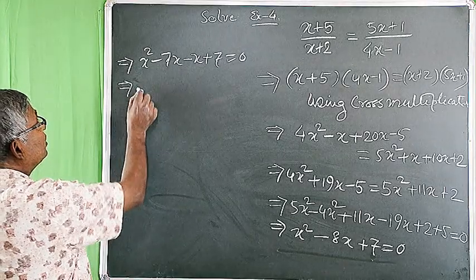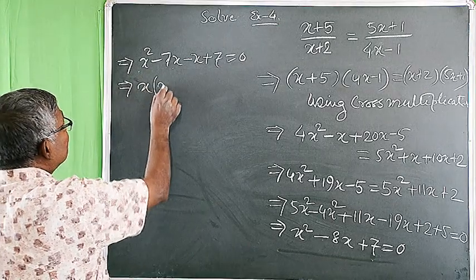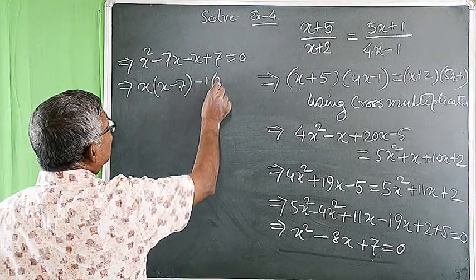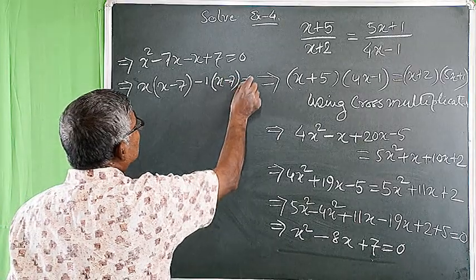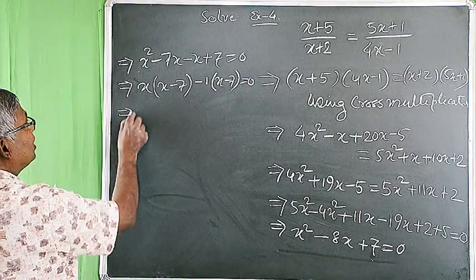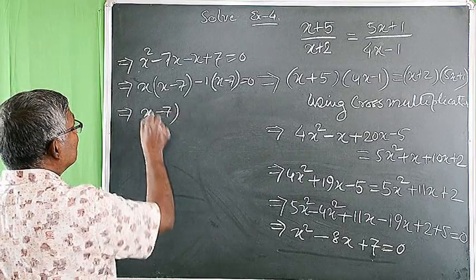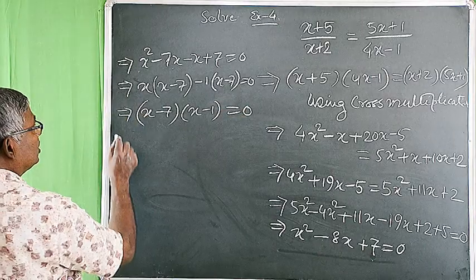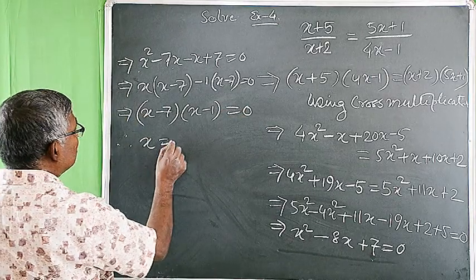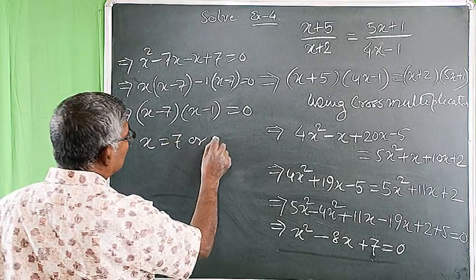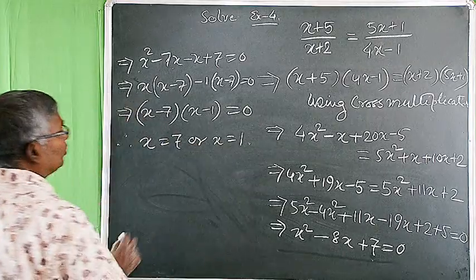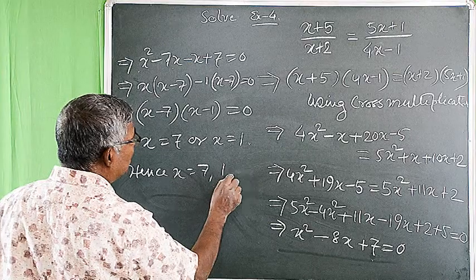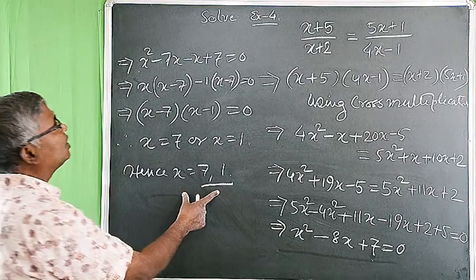This implies that we are taking x common, that is x - 7, and here we take -1 common, that is x - 7 = 0. This implies that (x - 7)(x - 1) = 0. Therefore, x = 7 or x = 1. Hence, x = 7 and 1 are the solutions of equation number 4.